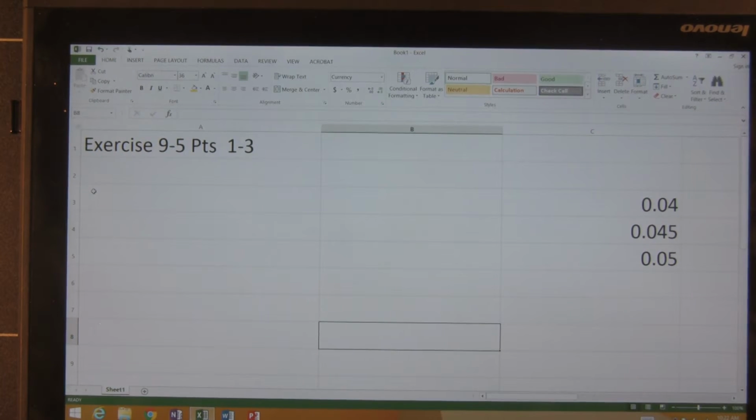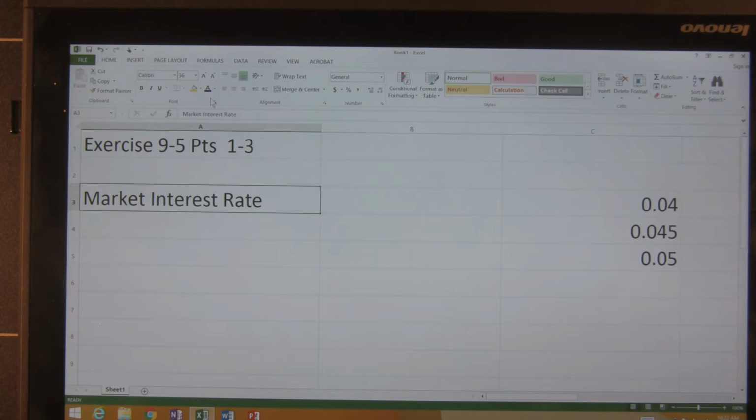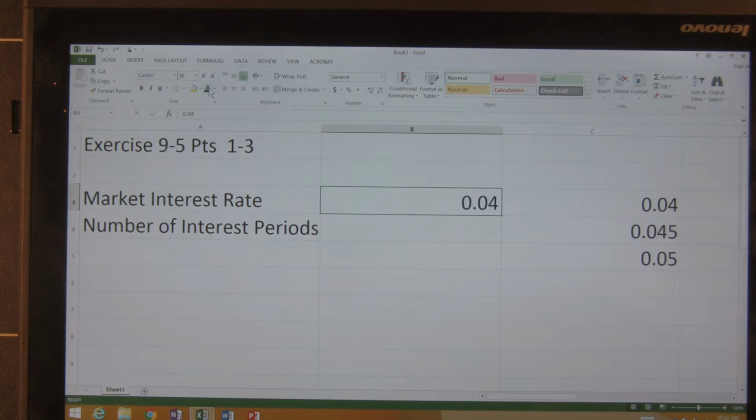Okay, so first we have to put in the pieces that we know. So we need to put in the market interest rate. Then we need to put in the number of interest periods. And the market interest rate, they tell us originally, is what happens if the market rate is 8%. 8% 2 times a year is 4%. The number of interest periods is going to be 20 times 2, or 40.